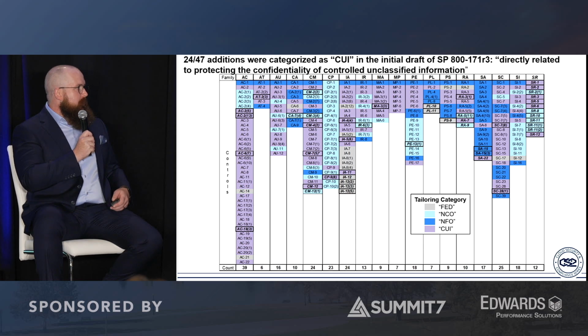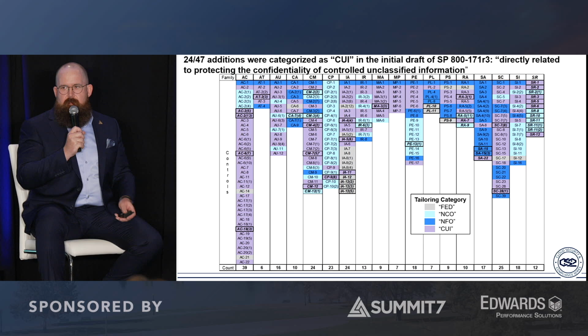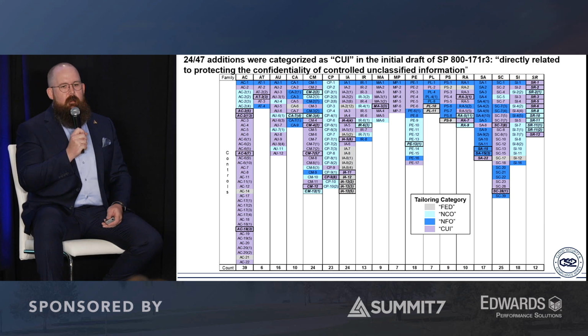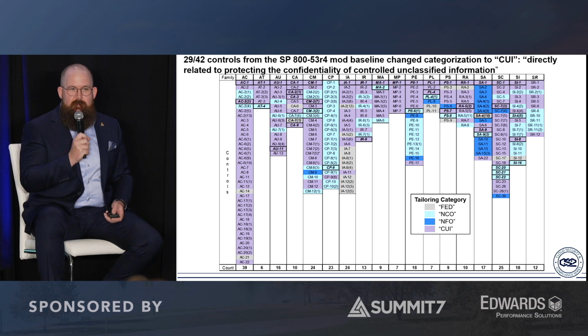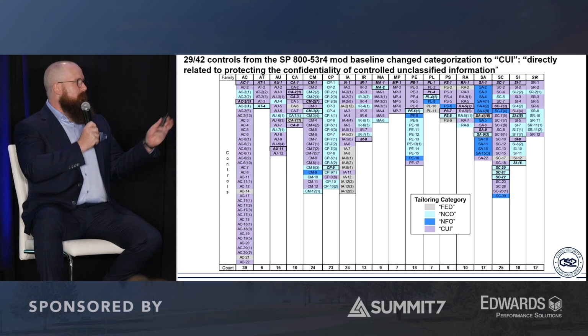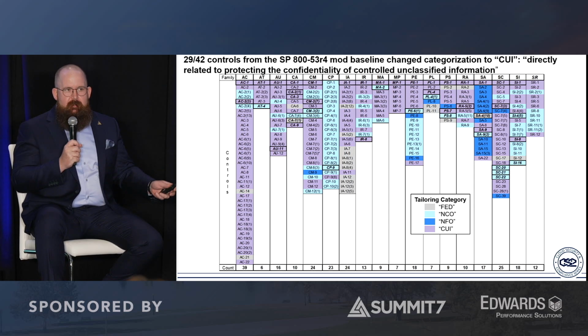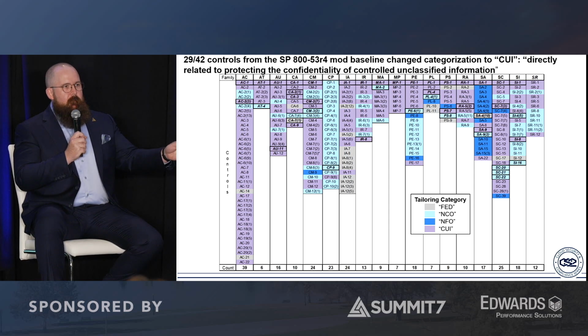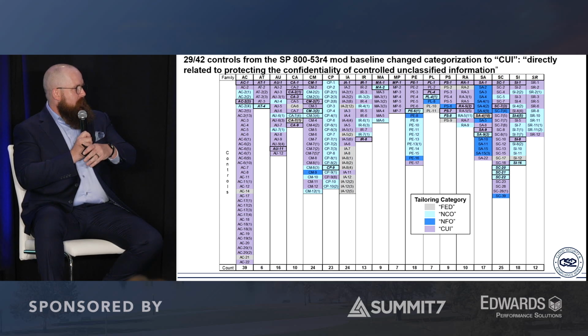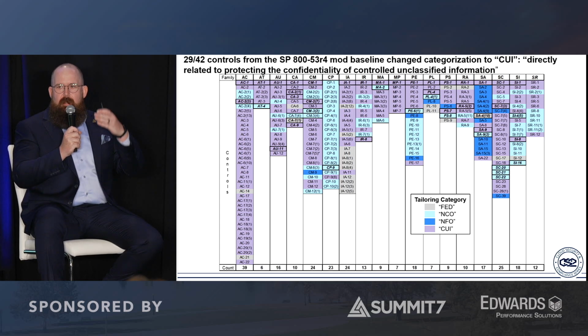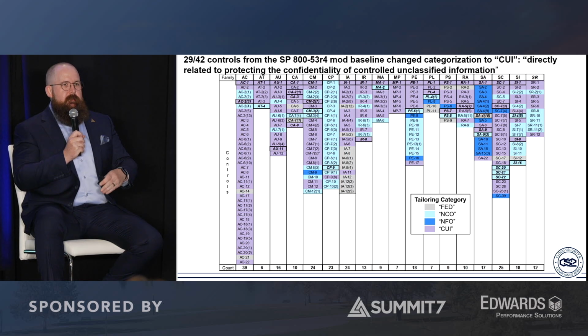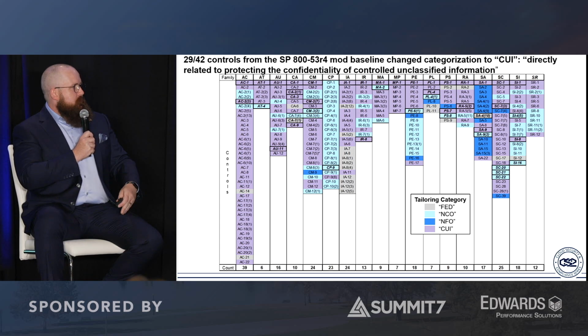And then they went back and they looked at their previous coloring from the 853 Rev 4 moderate baseline, and they changed some of those assumptions, right? And guess what color they were? They were all purple. So we had a massive increase in the number of purple boxes here from 853 Rev 4 to 853 Rev 5, which means you're going to have a cascading effect where 171 will be bigger, and therefore 171A will be bigger, and therefore CMMC will be bigger.